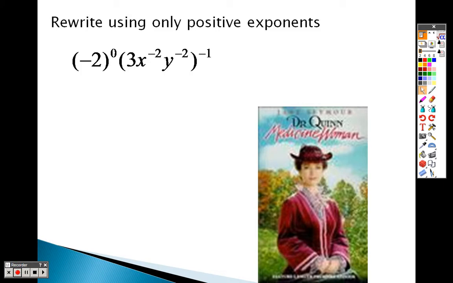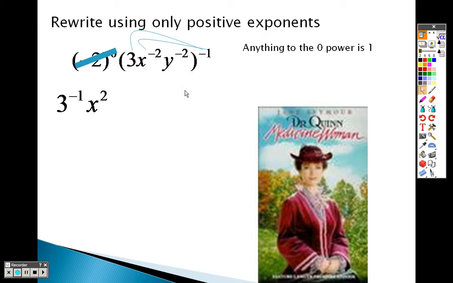Rewrite using only positive exponents. Okay, well, don't make this look trickier than it is. This right here, what is anything to the 0? Anything to the 0 is 1, so really that's gone. So take this negative 1 through to everything. So when we do that, 3 to the first times negative 1 becomes negative 1. Negative 2 times negative 1 is x squared, and negative 2 times negative 1 is y squared.